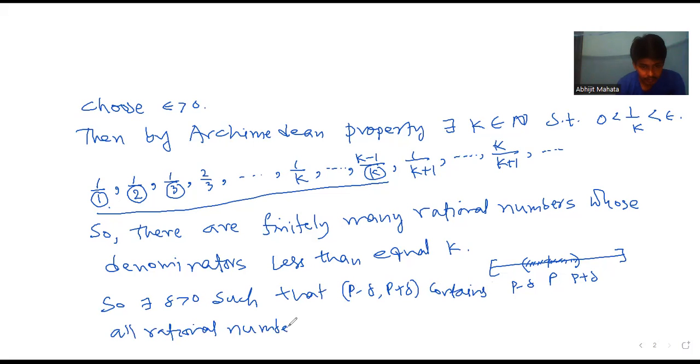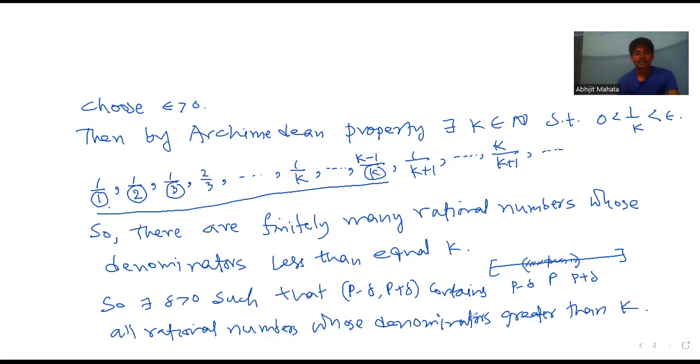numbers whose denominator is greater than k. Right, so it contains rational numbers whose denominator is greater than k. Now we will see the functional value f(x) on this interval, basically. So let's check it.